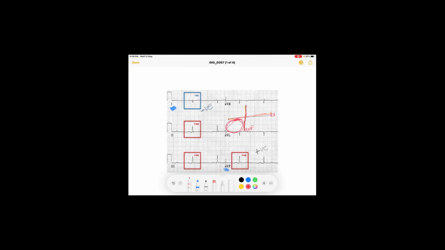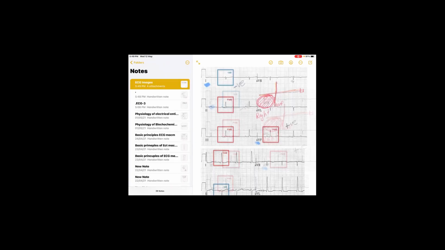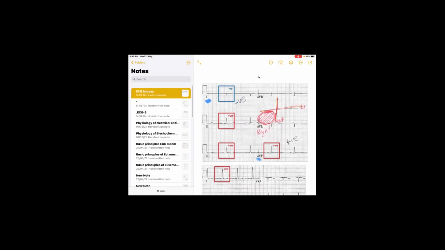As I told, this part of the quadrant is right axis deviation because it is away from plus 90. So this is right axis deviation. This ECG tells us about right axis deviation. So that is how we interpret various graphs.